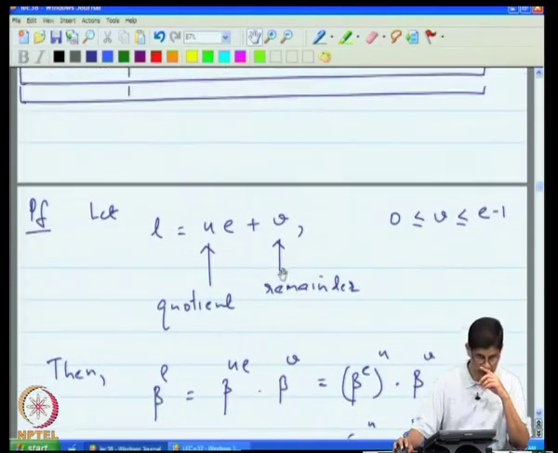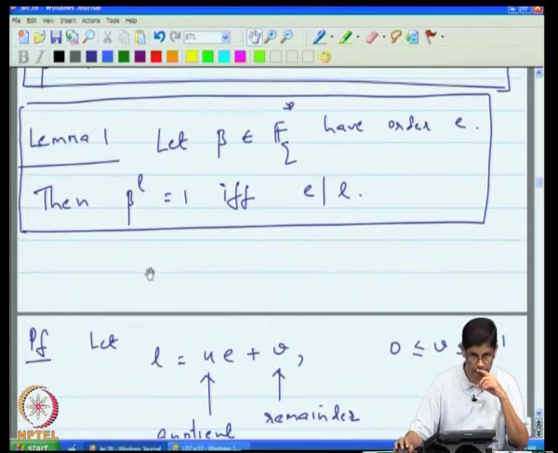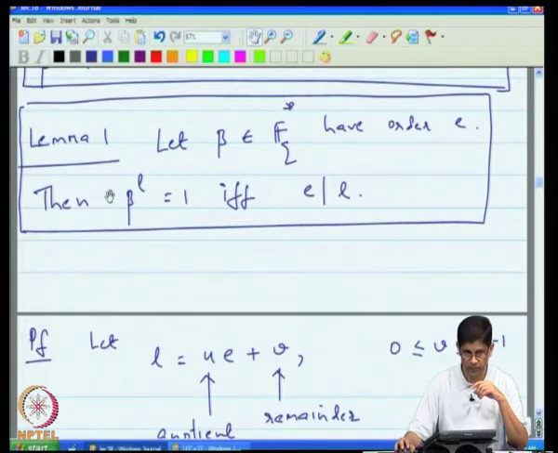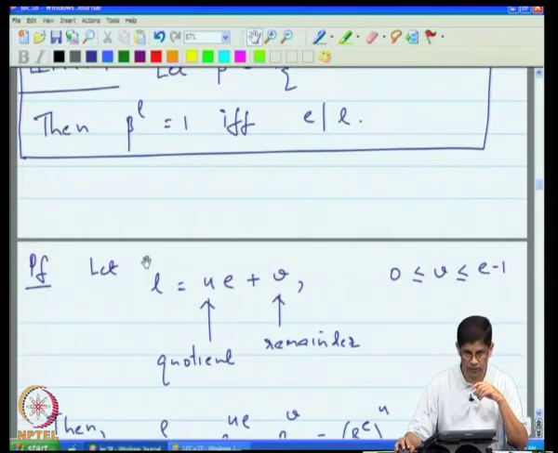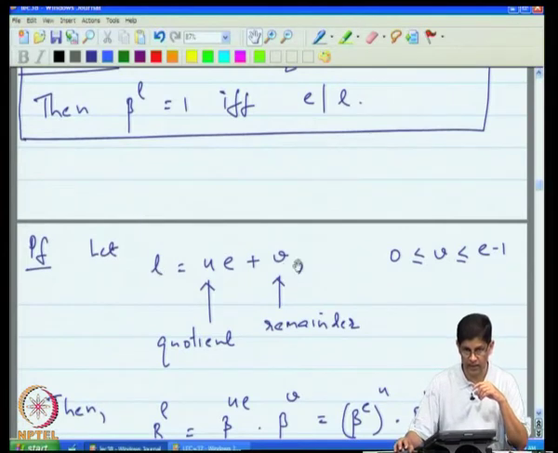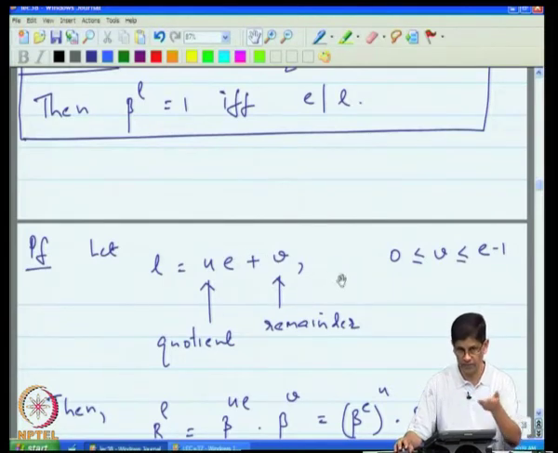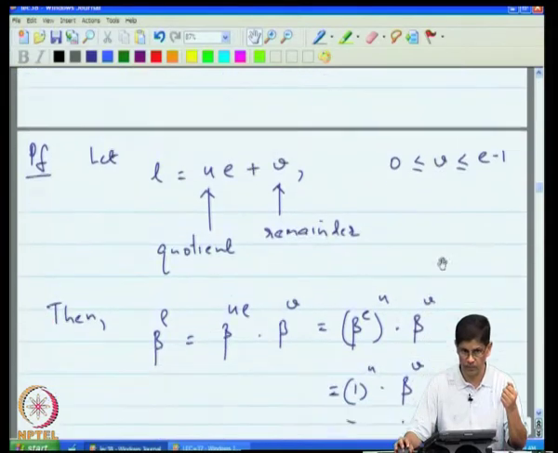How do we prove that? Well, what we do is we take L, and we know that beta has order e. So, the smallest integer to which you raise beta is e. So, L must therefore be greater than or equal to e. So, it makes sense to actually divide L by e, and let us say that v is the remainder. And we know from Euclidean division, which is our everyday integer division algorithm, that you can divide to get a quotient and a remainder, and that the remainder is strictly less than e. It can only be as large as e minus 1.